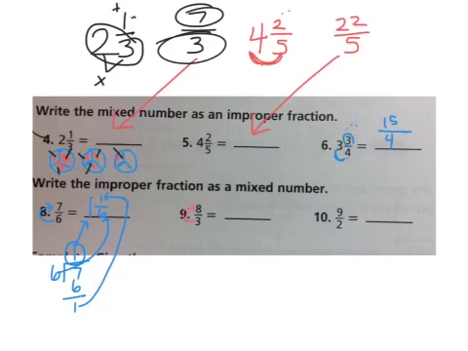So here, 3 goes into 8. 3, 6, 9, nope, that's too many. So 2 times 3 is 6, 7, 8, that's 2 left over, and my denominator stays the same. So again, I can do it like this, and I can say it goes in there 2 times. So this is my whole number. The remainder is my numerator.